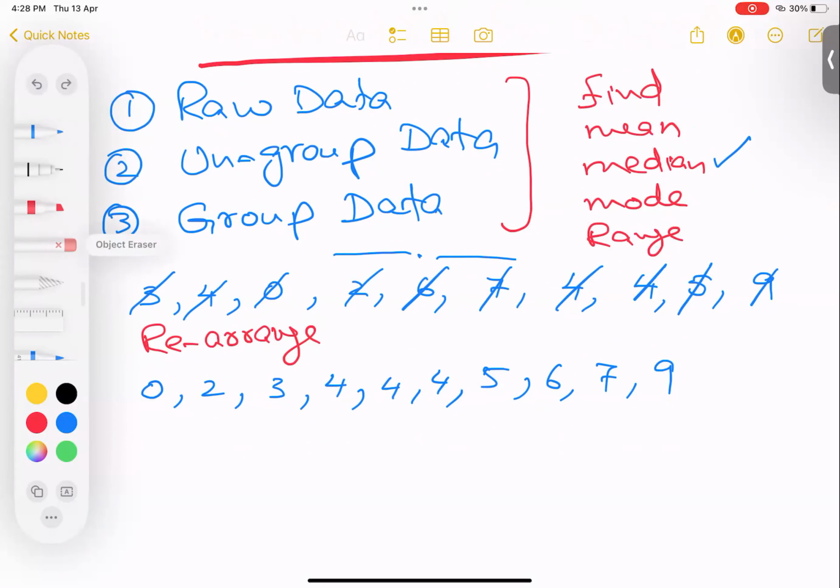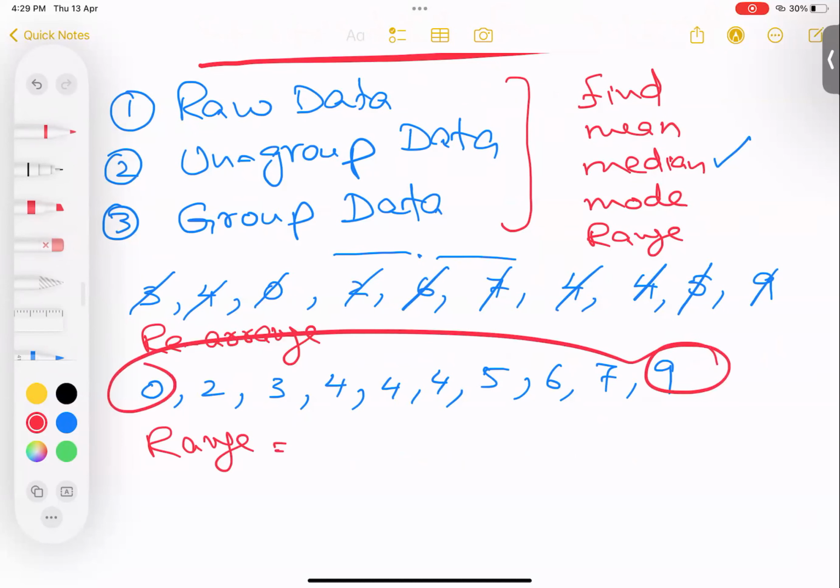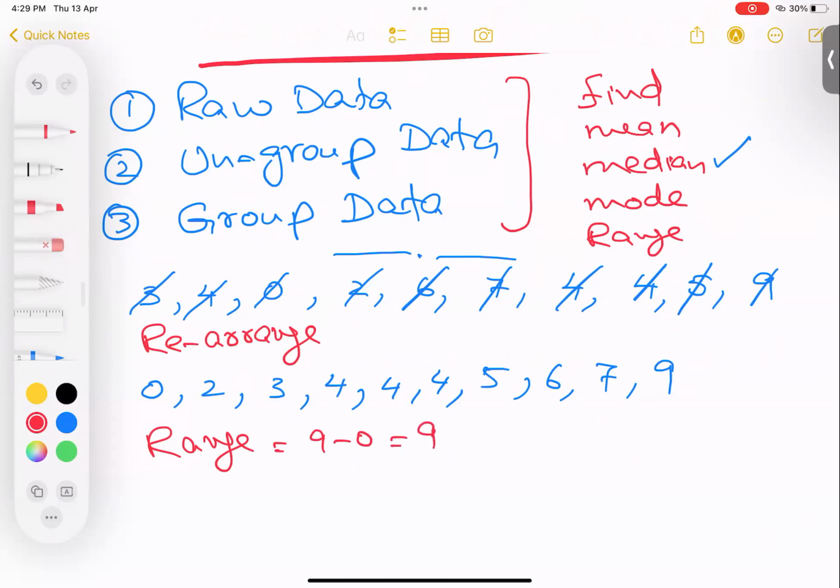Let's start first of all with range. Job number 1. What is range, students? The range formula is highest value minus lowest value. That's it. 9 minus 0 is 9. Over. First part done.